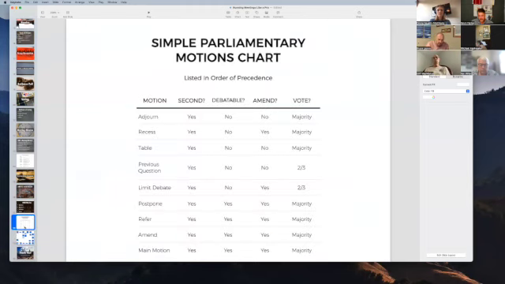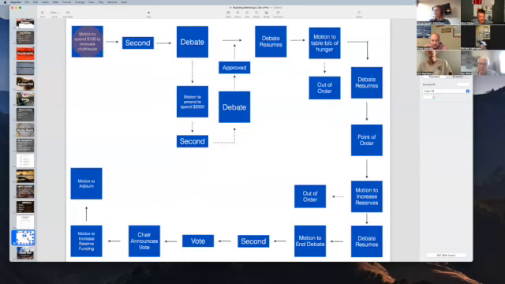Let's look at our chart. Well, I'll be darned. A motion to adjourn is the highest on this chart. And so the answer is yes. Bruce can make a motion to adjourn. In fact, Bruce could have made that motion to adjourn way back when, right after this first motion. And if it passes, the meeting ends.